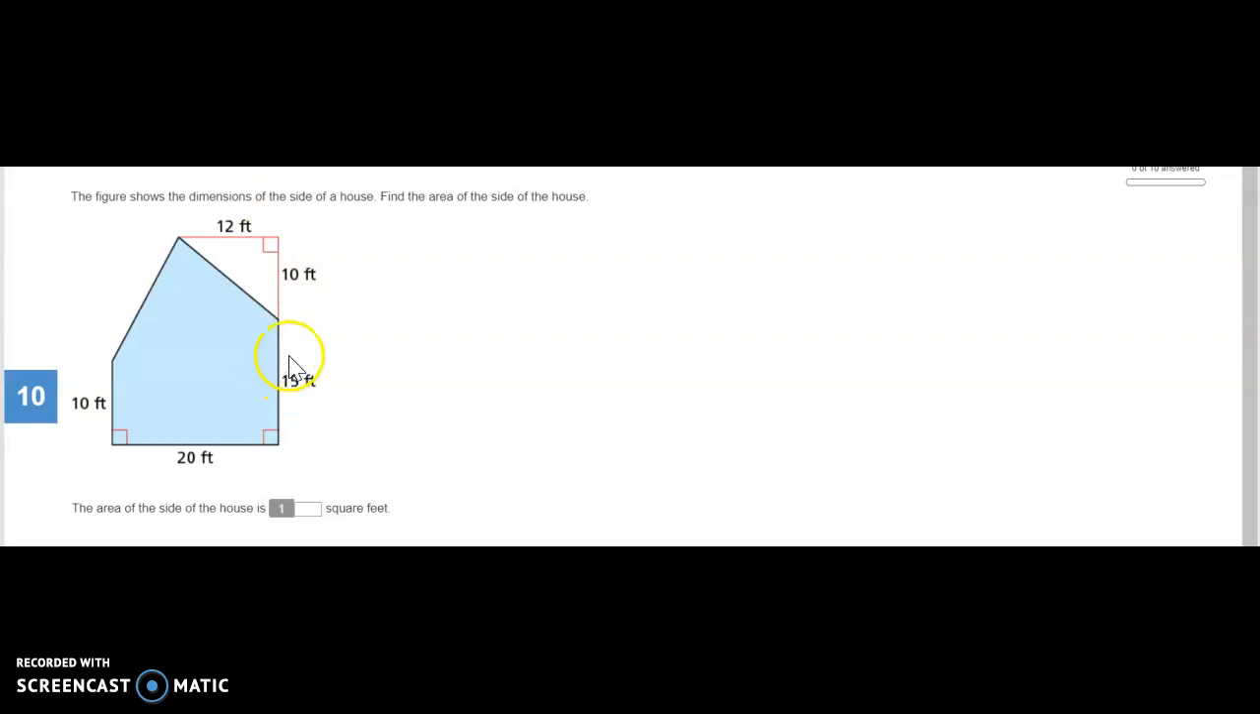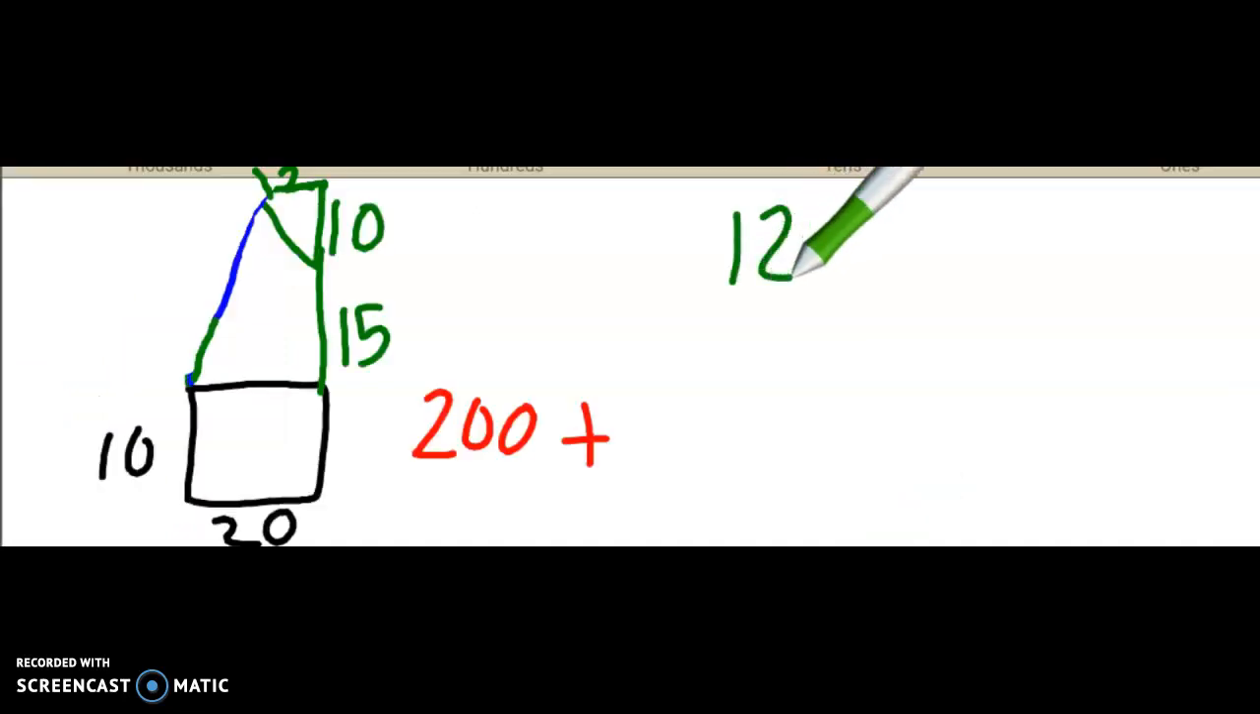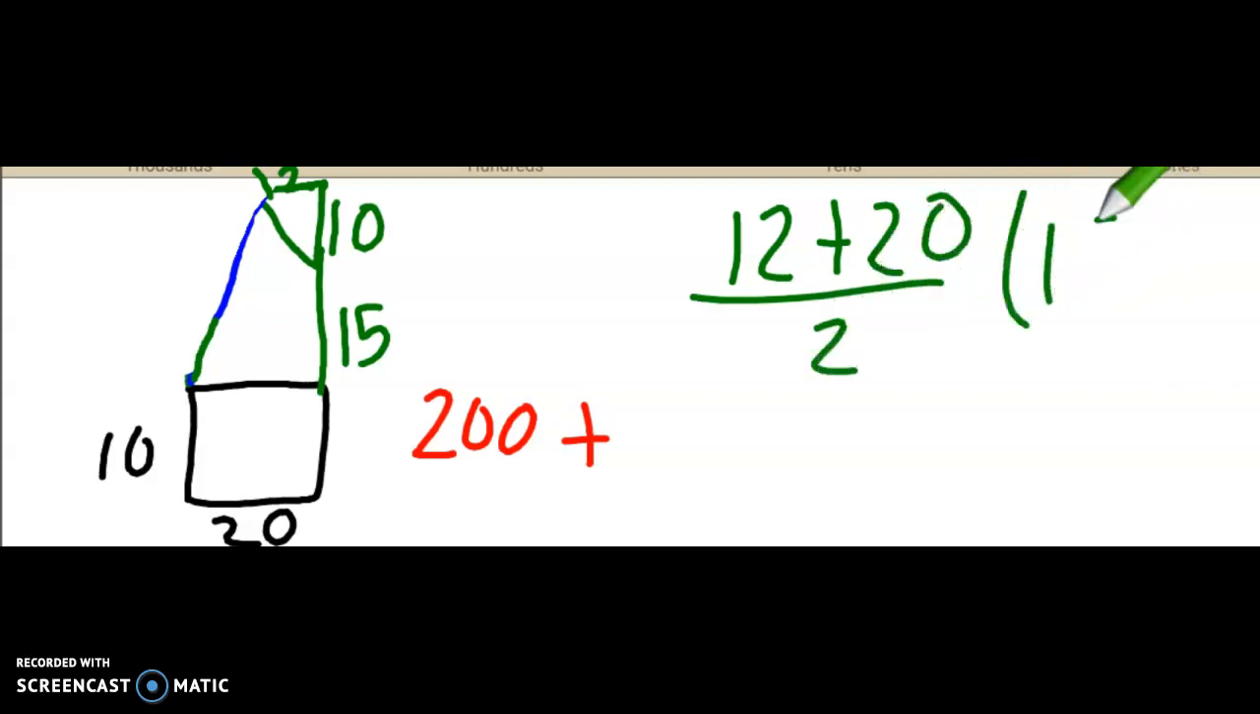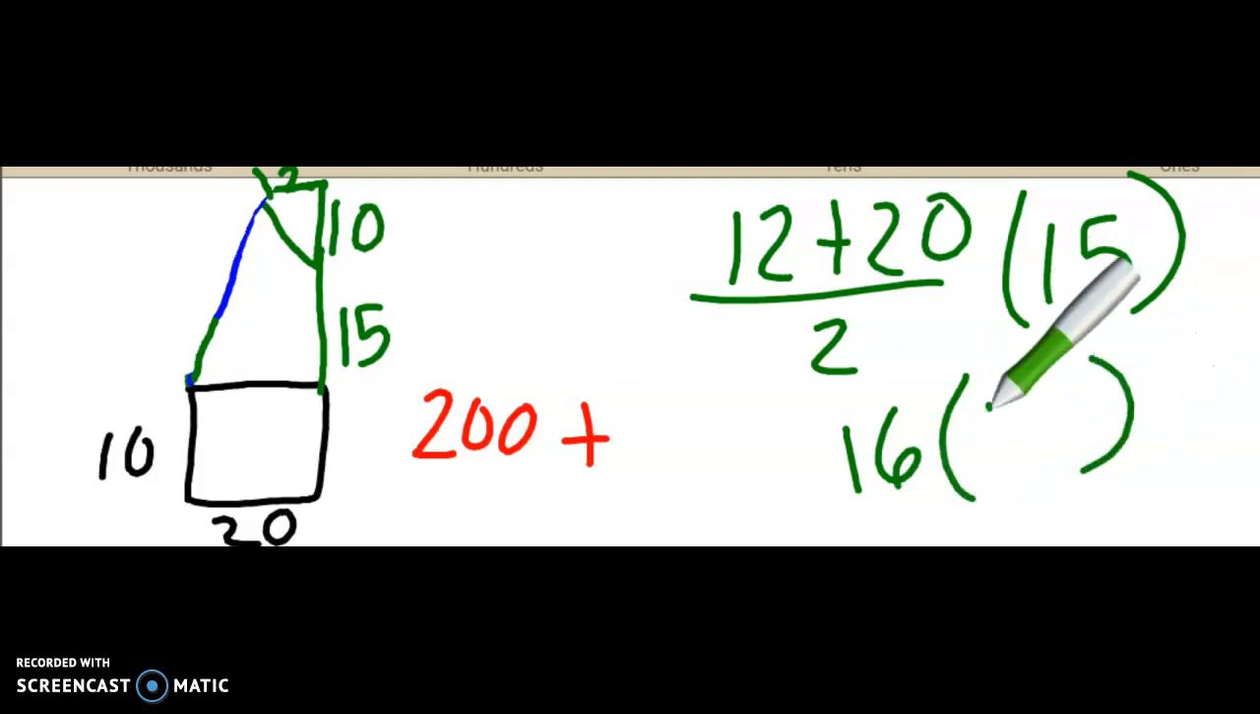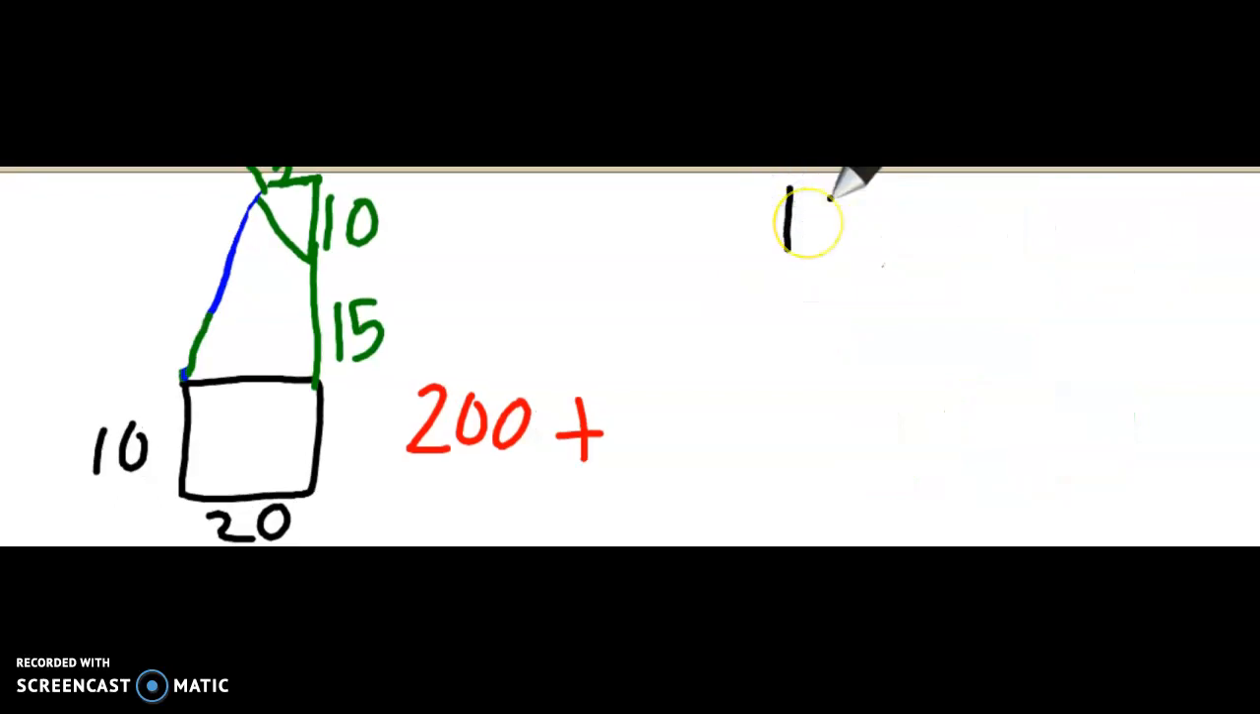So we're going to go 15 and 10, and we're going to do our two bases. We're going to just pretend this is a trapezoid. So we have our top base, which is 12, and our bottom base, which is 20. So we add our 12 and our 20, divide that by 2, and multiply by our height, which is 15. So 12 plus 20 is going to give us 32, divided by 2 is 16, and 16 times 15. So we're going to multiply our 16 times our 15.